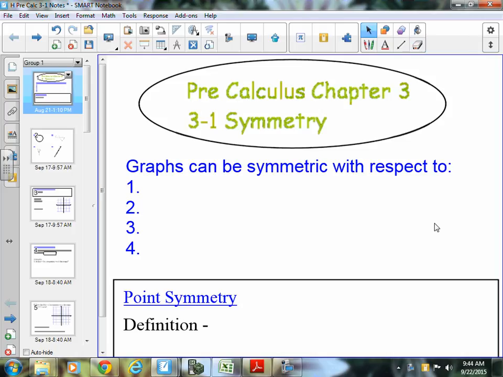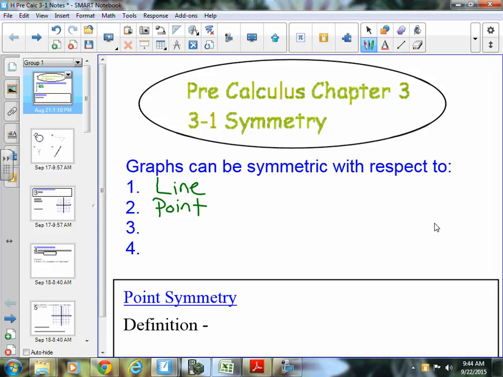Some people were saying when you look at a butterfly, if you fold it down the middle, they're the same on each side. All that type of symmetry is called line symmetry. So when you fold it on a line, it lines up exactly. But that's not the only kind. There's also point symmetry. We're going to talk about that one today in 3.1.